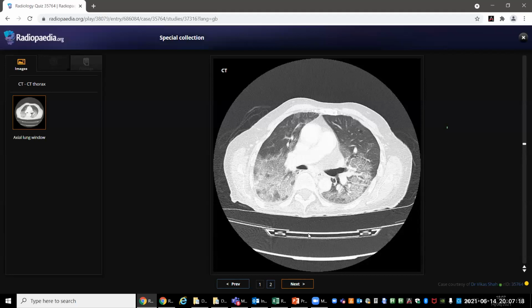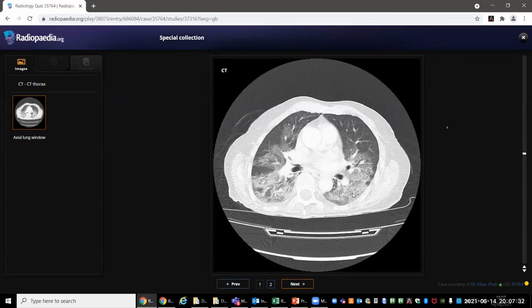Okay. Control. Okay. So I think this is a single axial image. Not a single. You have control. Okay.